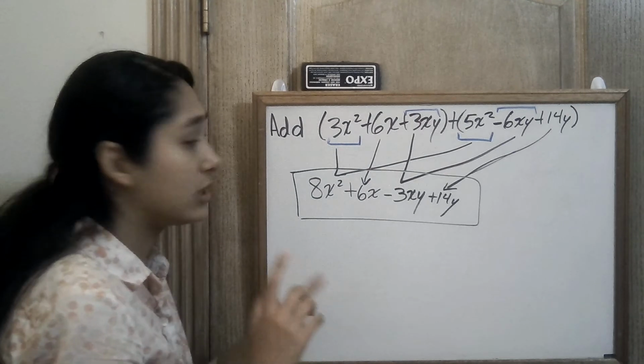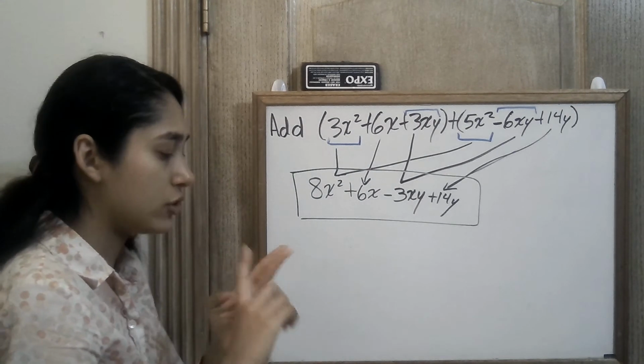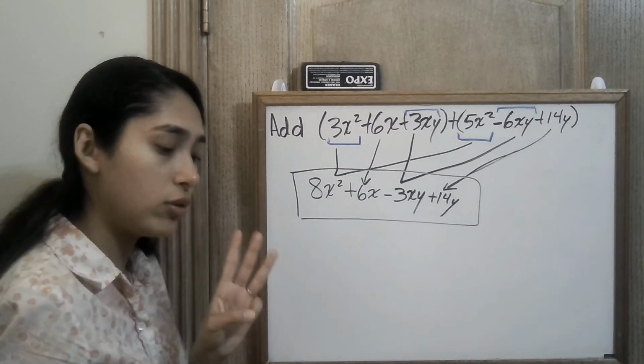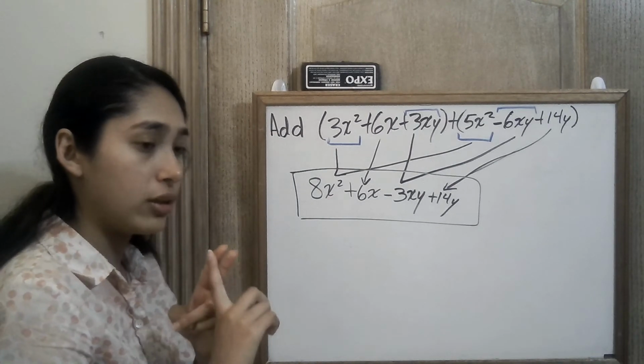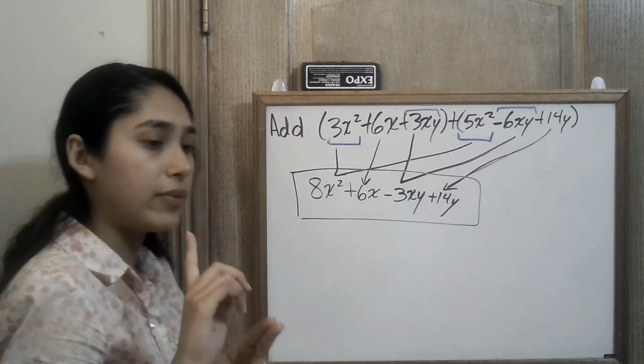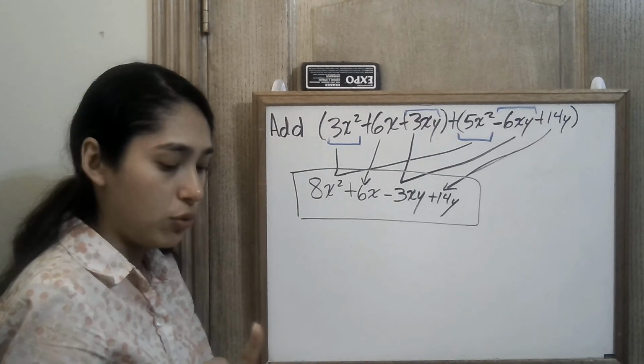Alright, so we did simplification, addition, and subtraction with one variable. We also did simplifying and addition with more than one variable. So the only thing we have left to do is subtraction with more than one variable.